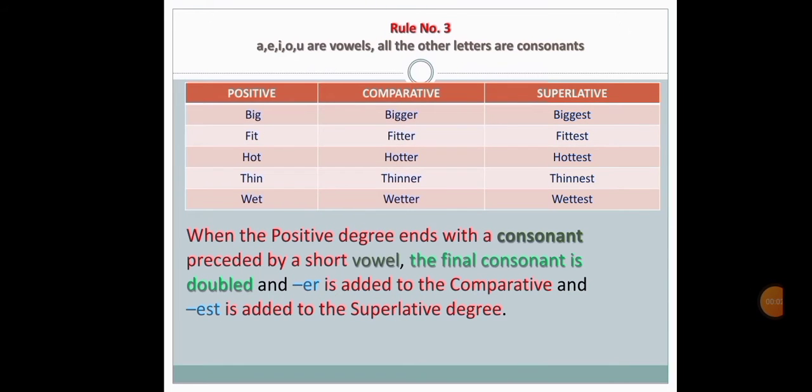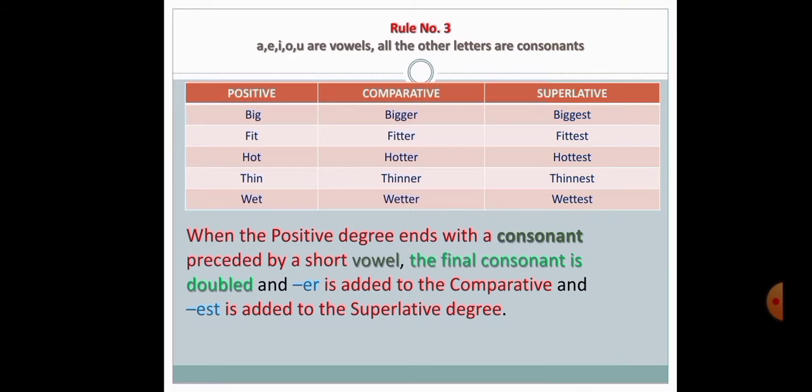Rule number 3. As you can see, I have written the vowels over there: A, E, I, O, U. And all the other letters are called consonants. So you need to keep this in your mind when we talk about rule number 3. Now, as you can see in the positive column, we have words which have consonants at the end. Consonants are all the letters other than vowels. So B, I, G, big. G is our consonant, and before that what do we have? We have a vowel there.